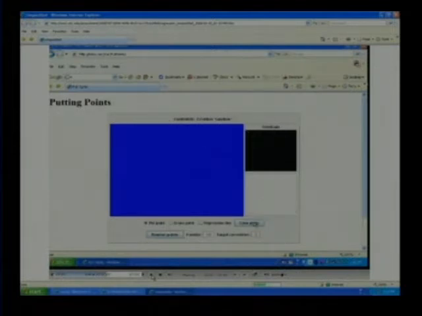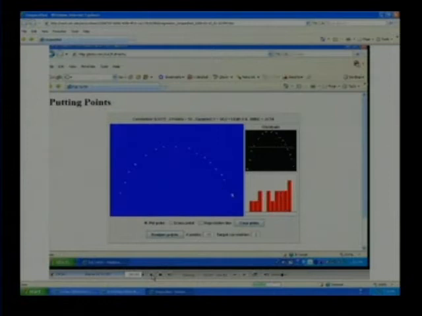Let's do one more. Let's put these sort of in a rainbow. Okay? So you can see that the line sort of goes through here. That's a plot of what the line is. We've got a negative relationship.